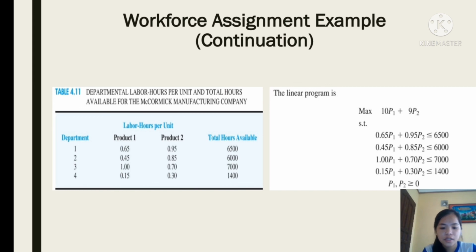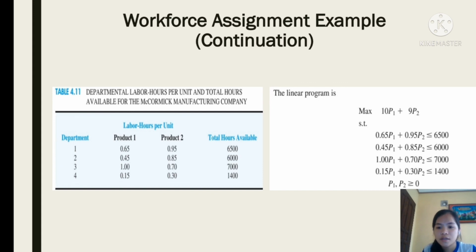So here, we have four columns. The first one is department, then product 1, product 2, and the total hours available. We will include a fourth constraint because we will be using departments 1, 2, 3, and 4. And we have here the linear programming.